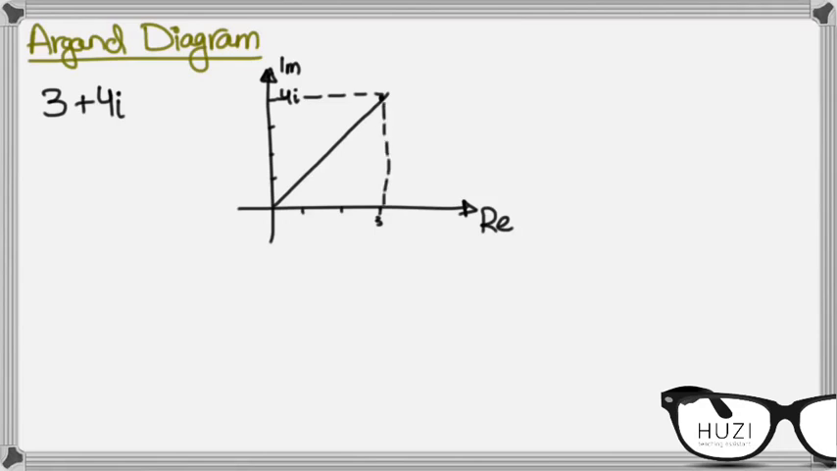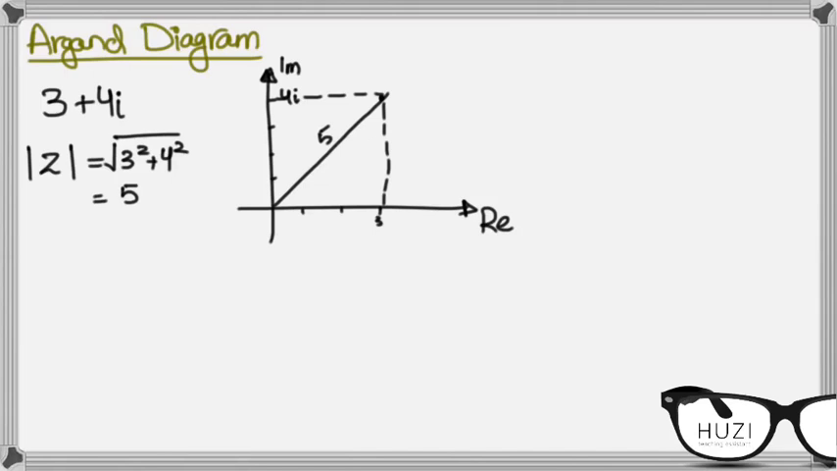So let's talk about the modulus. The modulus is basically the length of a complex number. To find the modulus, you basically square the real and imaginary parts. This means 3 squared plus 4 squared, whole thing under root. So 5 is the modulus. This means that the length of the complex number is 5. So this over here is 5.